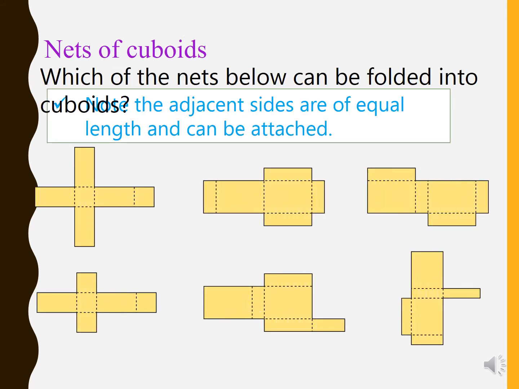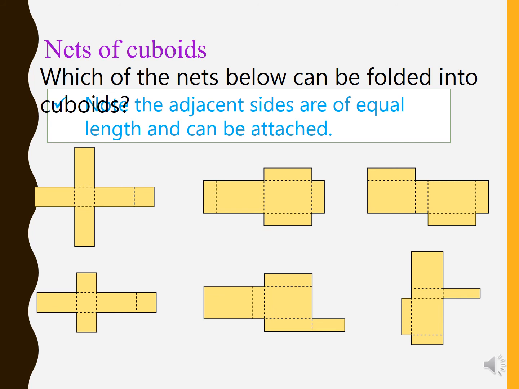So which of the nets below can be folded into cuboids? In this case, we need to think about the adjacent sides. Are they of equal length? Can they be attached?